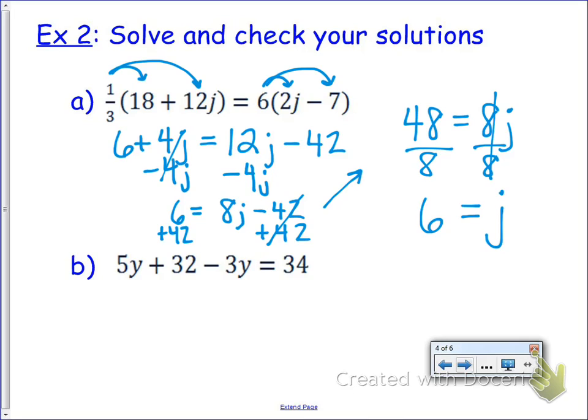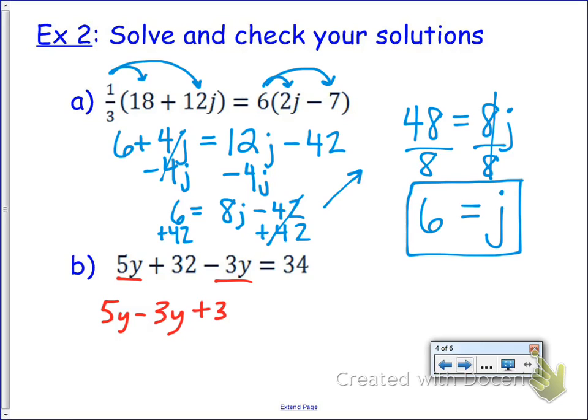You notice there's no distributive property, but we still need to combine like terms. So I'm going to use the commutative property and move the negative 3y over by the 5y and the 32 over to the side. That's the commutative property. And now I can combine 5y minus 3y, that's 2y. So 2y plus 32 equals 34.